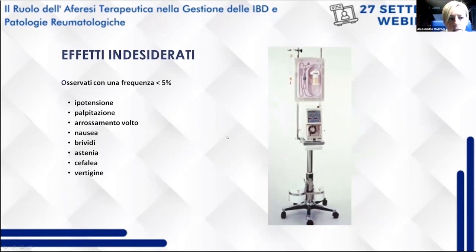Undesirable effects are really rare, with very low frequency. They are generally related to the extracorporeal circulation, so there may be hypertension, hypotension, tachycardia, reddening of the face. Hypertension may cause nausea. There may be chills, asthenia and headache, or dizziness, predominantly headache, which is typical of all extracorporeal procedures.